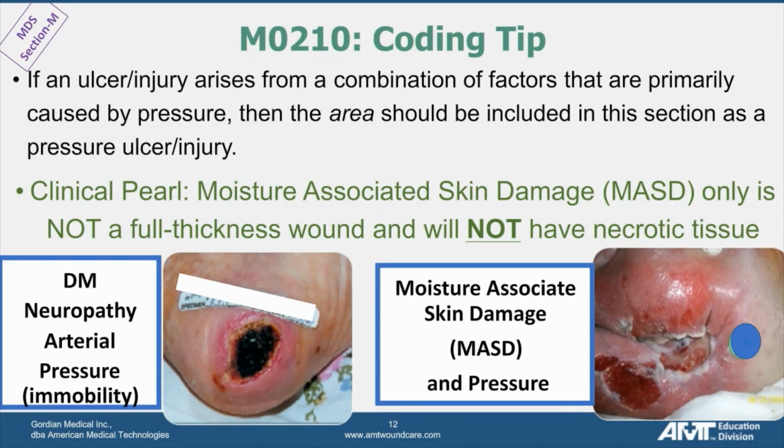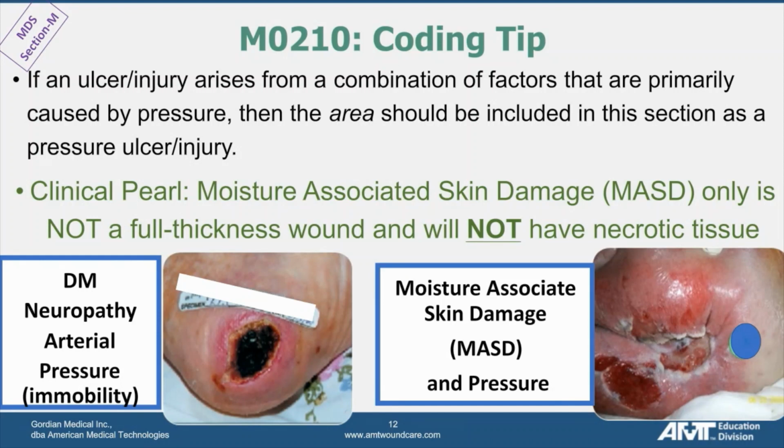Oftentimes, the comorbidities such as diabetes or other skin conditions such as moisture-associated skin damage that you see over here on the right make the skin more vulnerable to pressure. So with each of the examples you see here, there's a combination of factors causing the skin to be more fragile and more vulnerable to the pressure. The heel of the person with diabetes, we've just gone through that, so let's go over to the right and talk about the moisture-associated skin damage.